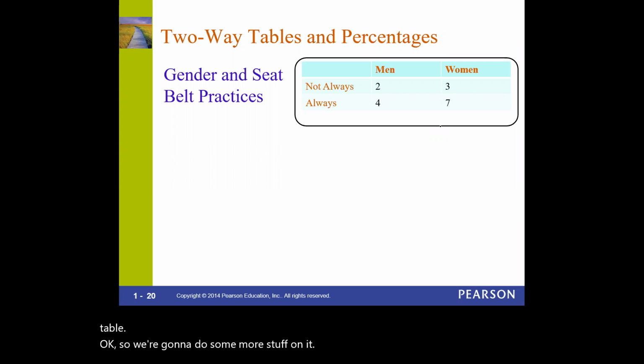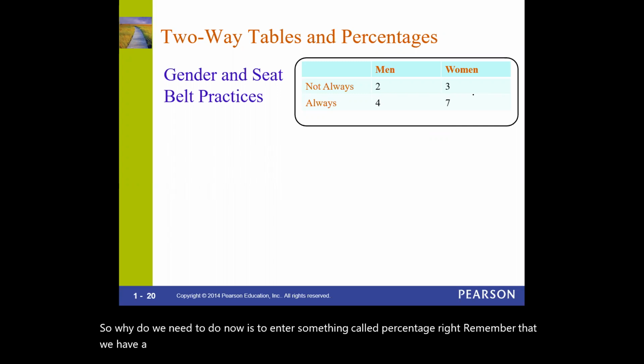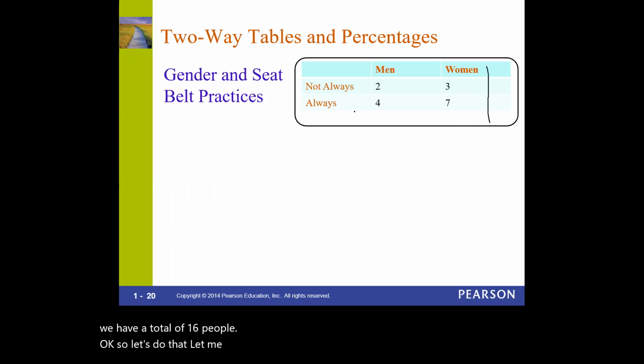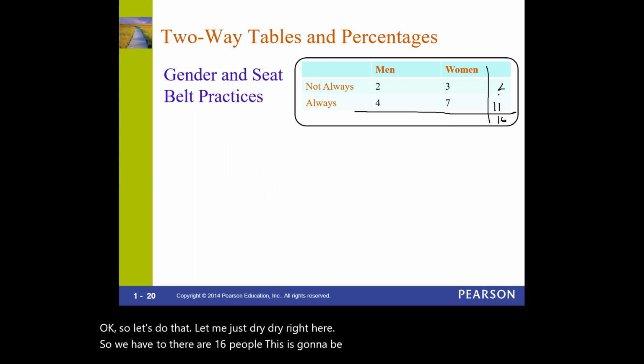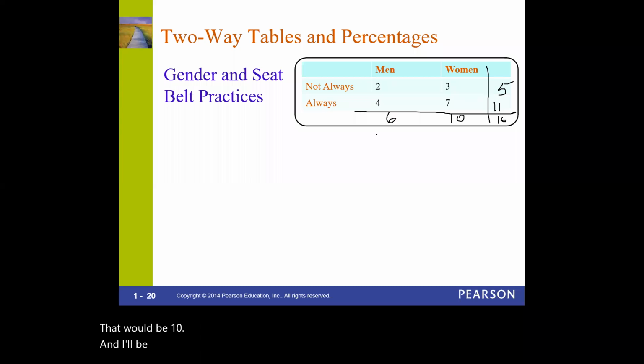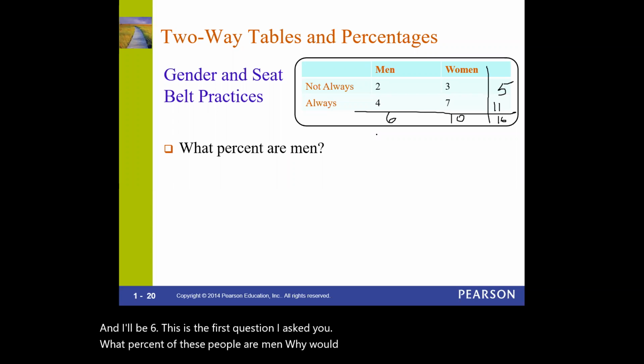What we need to do now is enter something called percentage. Remember that we have a total of 16 people. Let me just draw right here. So we have a total of 16 people. This is going to be 11, 5, that will be 10, and that'll be 6. This is the first question I asked you. What percent of these people are men? What will you do if I say what percent of these people are men?